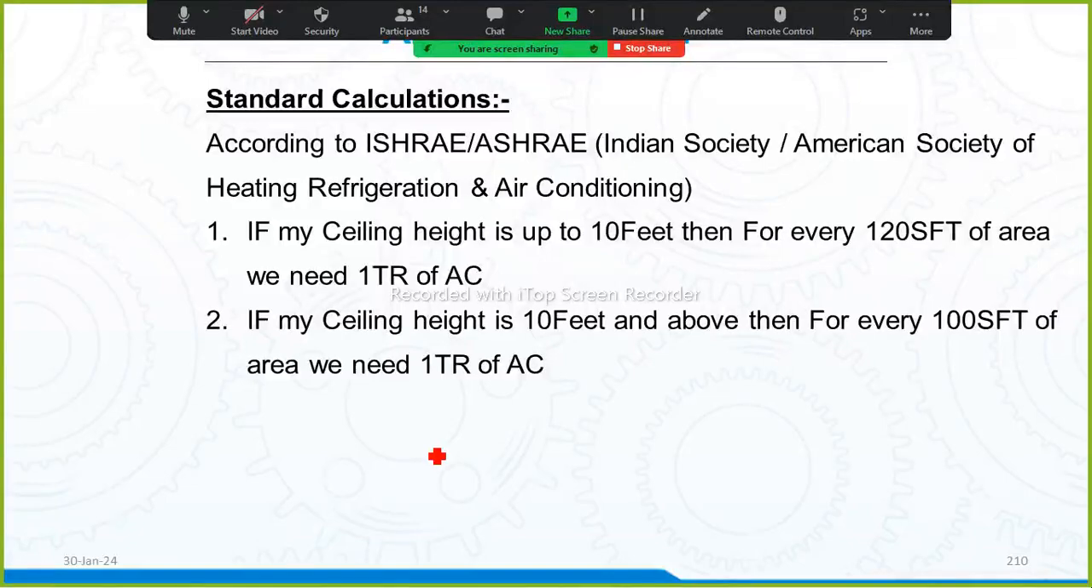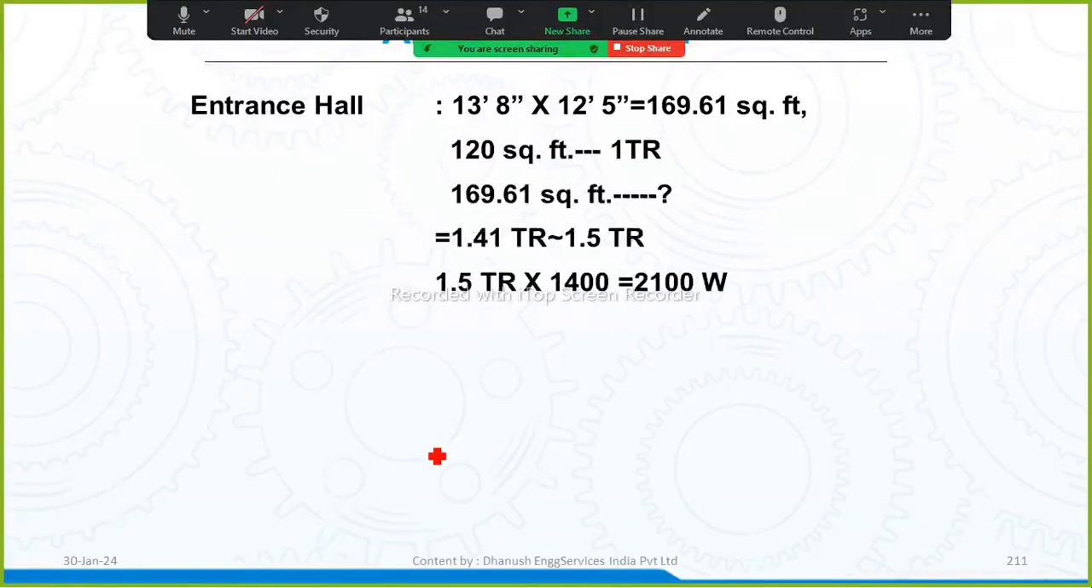Okay, now, what is the entrance hall size? The entrance hall size is 13 feet 8 inches by 12 feet 5 inches. When I calculated the area, I got 169.61 square feet. The area of the room is 169.61 square feet.